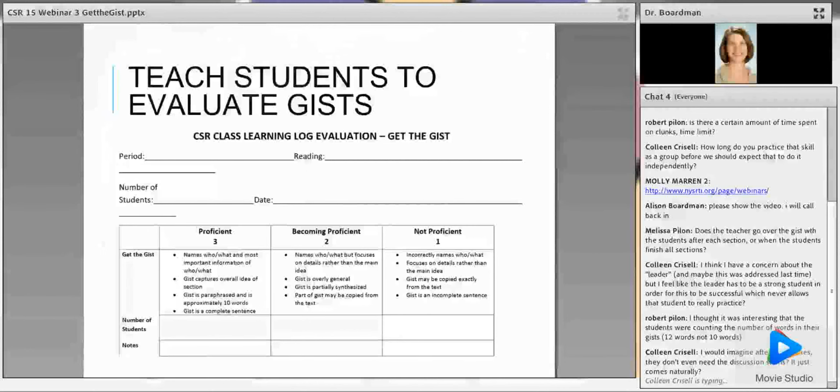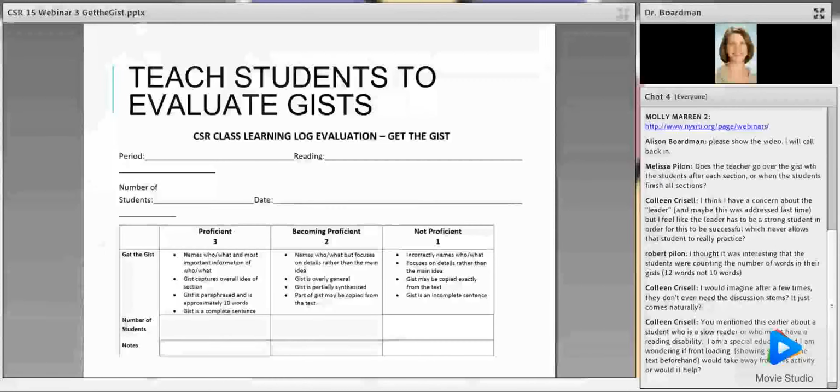I even sometimes give kids 2 GISTs from the day before and have them look at the rubric and say, please score these GISTs, give evidence for your scoring, and be prepared, anyone in the group, to share with the class. And evaluating GIST is a great tool for both teachers and students.